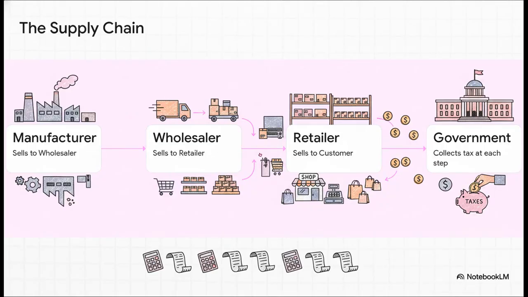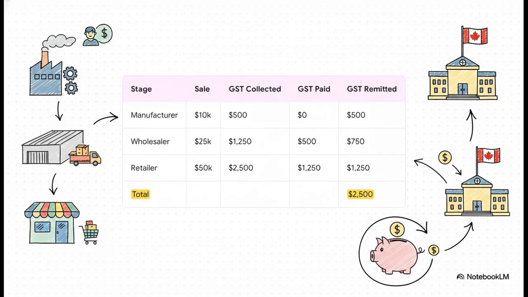Let's trace the journey of a simple product. You've got a manufacturer who makes something and sells it to a wholesaler. That wholesaler then turns around and sells it to a retailer. And finally, the retailer sells it to you, the end customer. In a value-added system, GST is part of the transaction at every single one of those handoffs. And this table perfectly illustrates the genius of the system, what we call the invoice credit method.